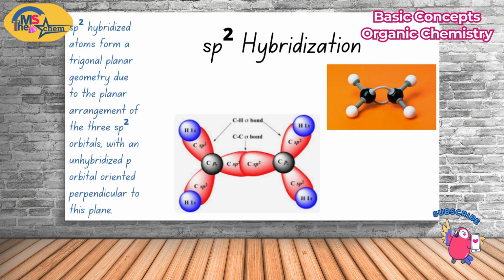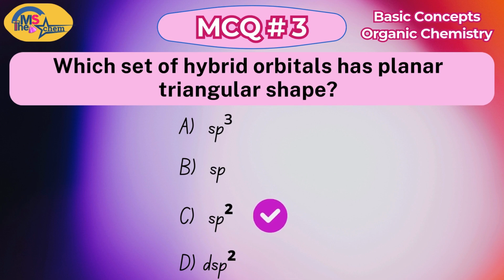For hybrid orbitals forming a triangular planar structure, for example in ethylene, as you see, the ethylene molecule is flat and its carbon atoms are on the same plane in which the hydrogen atoms lie. So sp2 hybridized orbitals are planar with an unhybridized p orbital which is oriented perpendicular to this plane. So the answer is C, option sp2 hybridized orbital.